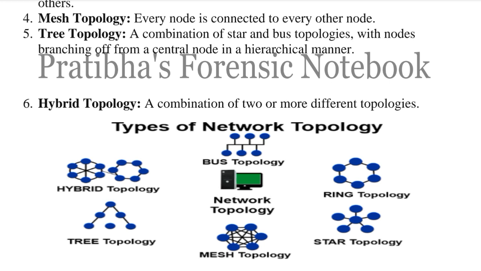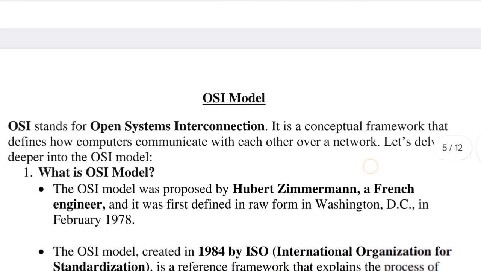Then tree topology. As you can see in the picture also, tree topology looks like a tree. Basically, tree topology is a combination of star and bus topology with nodes branching off from a central node in a hierarchical manner. Then about hybrid topology: a combination of two or more different topologies is known as hybrid topology, as you can see in the picture also.